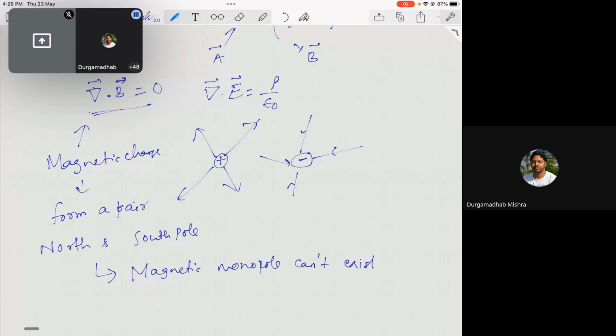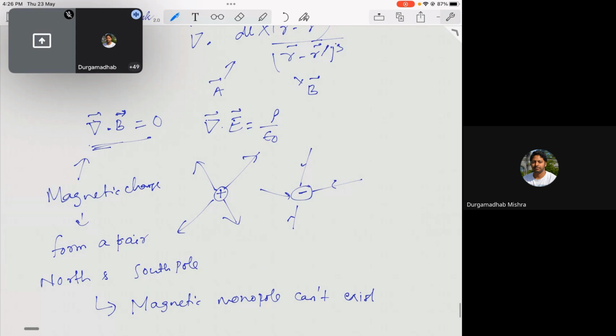Okay, so this is about del dot B equal to 0, which you can also write in the integral form. You use the divergence theorem, so the integral of B dot ds will be 0.